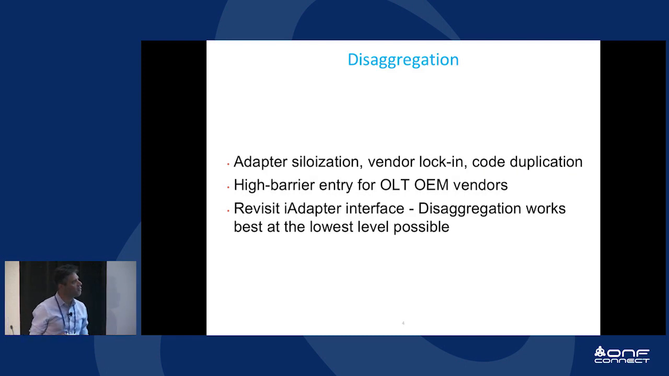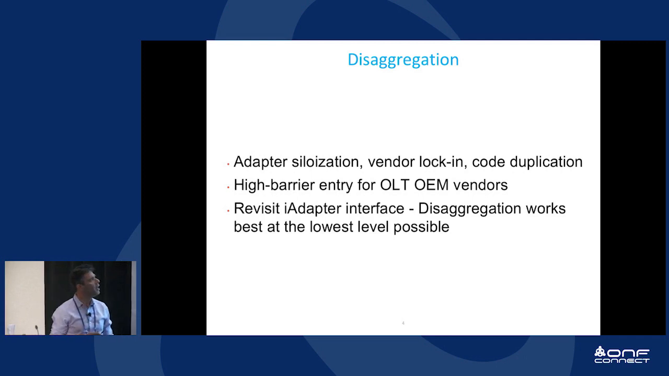So at ONF, when we started working in the lower layers of Voltha, what we observed was a kind of adapter siloization, where every adapter was re-implementing the same functionality. That tended towards a kind of vendor lock-in, because that particular vendor would only understand their adapter. So if you wanted to use a box from a particular vendor, you really had to go through that vendor for the adapter and understand that adapter.